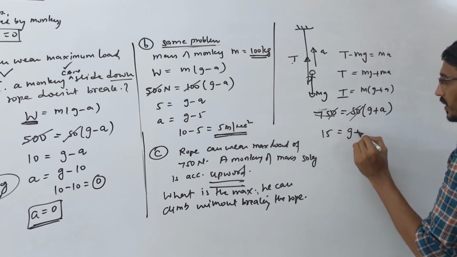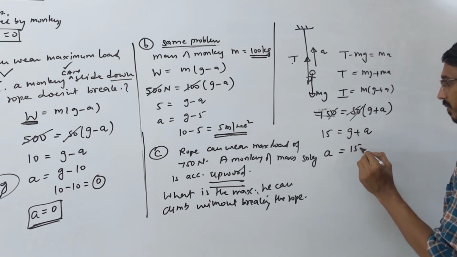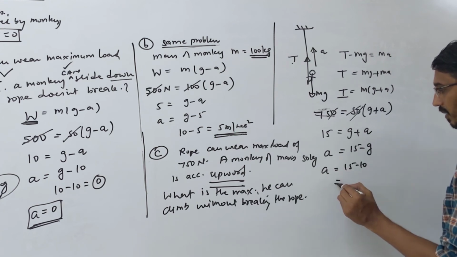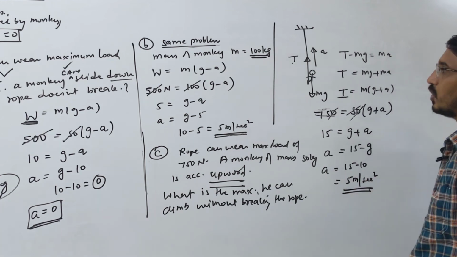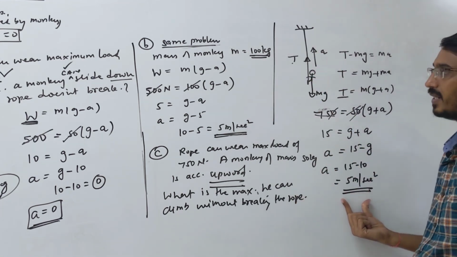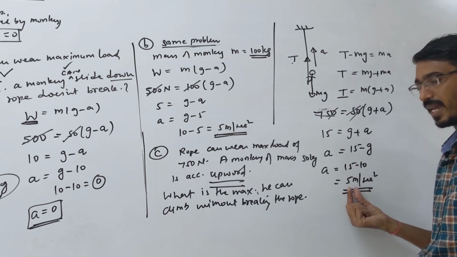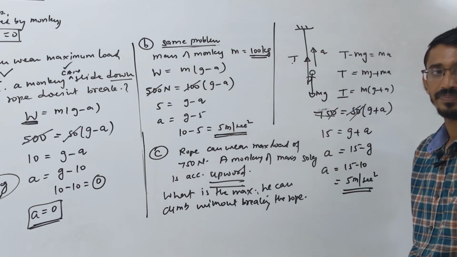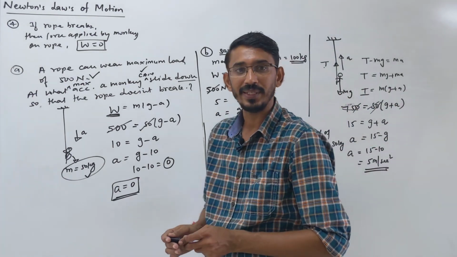So this becomes 15 equals g plus a. So a should be 15 minus g, which is 15 minus 10, meaning 5 meter per second square, right? So he can accelerate upward at this rate till the rope will not break. If his acceleration is more than this, like if he accelerated at 6 meter per second square upward, then the rope will break. Correct? Hope you understood all these monkey cases, and they are very, very important.